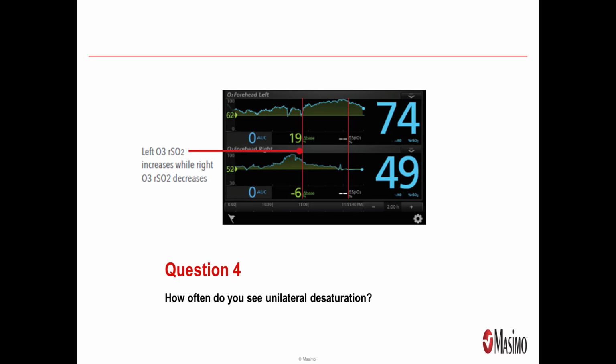We have patients under ECMO. We would monitor both sides of the brain, because those patients, particularly arteriovenous ECMO, can get unilateral brain desaturation. In fact, they have a name for this. They call it the Harlequin facies.